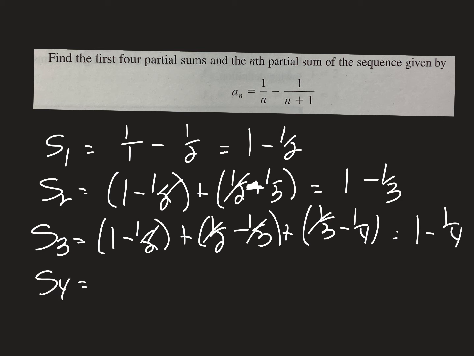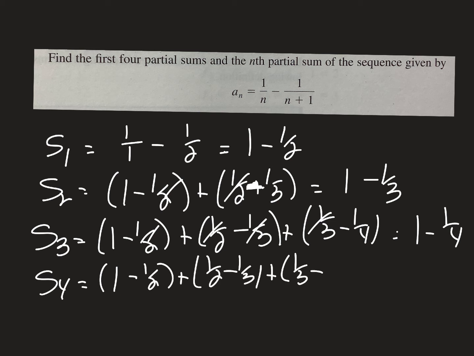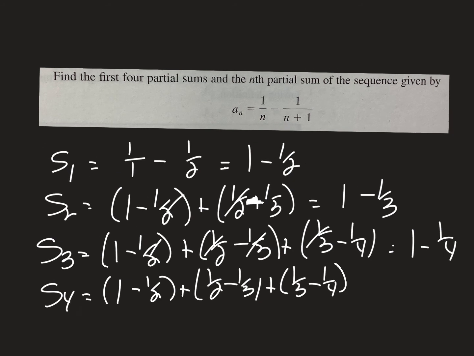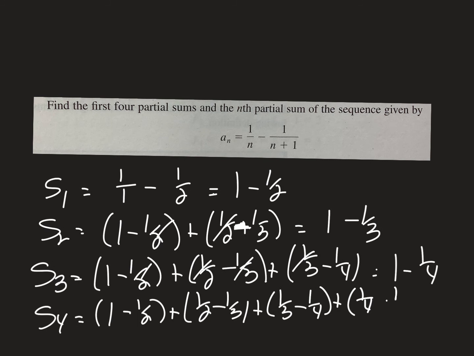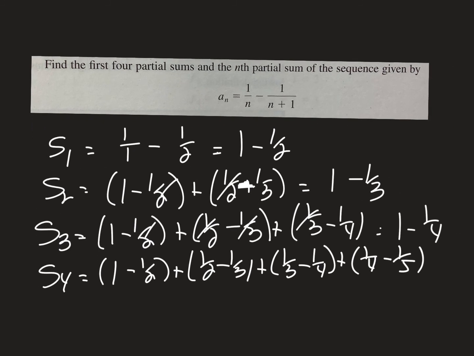The fourth partial sum, which is the last one we have to find, is the sum of the first three, which is actually 1 minus 1/2 plus 1/2 minus 1/3 plus 1/3 minus 1/4, plus the next term, which would be 1/4 minus 1/5. Sorry about that. And look what happens. Those cancel, those cancel, those cancel. You get 1 minus 1/5.